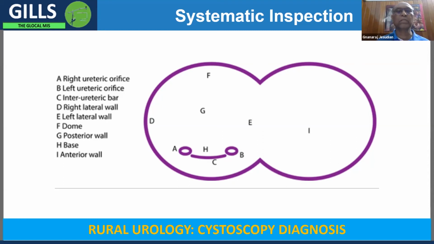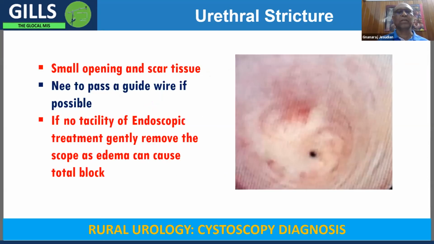And this is important, especially if there is a malignancy. The recurrences are very small, and the earlier you detect, the better it is. And now these are some of the conditions that you'll see when you're doing the cystoscopy.